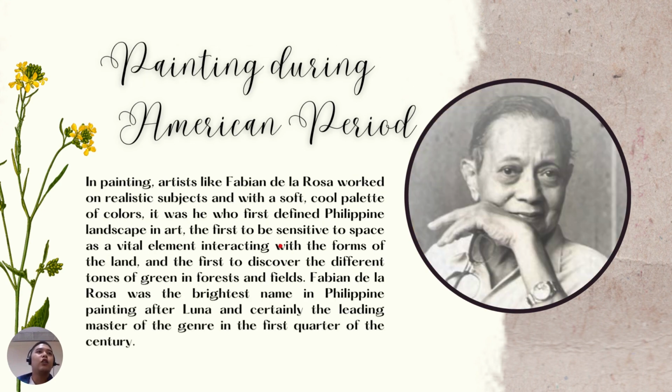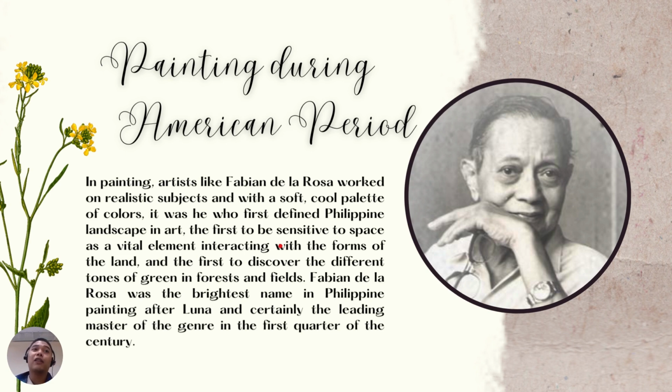Then we have painting during the American period. In painting, artists like Fabian de la Rosa worked on realistic subjects with a soft, cool palette of colors. It was Fabian de la Rosa who first defined the Philippine landscape in art, the first to be sensitive to space as a vital element, interacting with the forms of the land, and the first to discover the different tones of green in the forests and fields. Fabian de la Rosa was the brightest name in Philippine painting after Luna and certainly the leading master of the genre in the first quarter of the century.